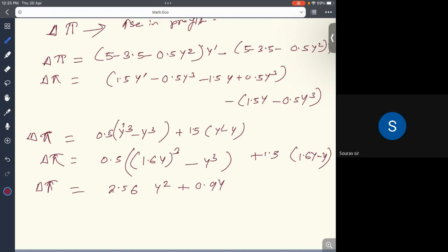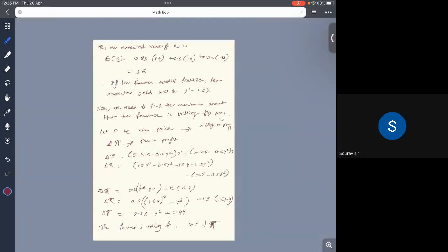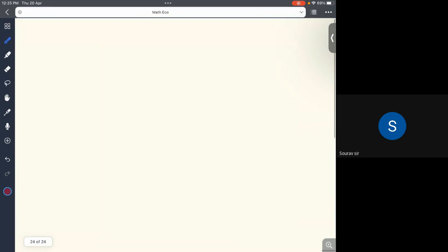So the farmer's utility function is u is equal to root over pi. Okay, so we can assume that the farmer is risk neutral. This is a very normal assumption we can derive from this equation. So the farmer is risk neutral since she is willing to maximize her expected profit.